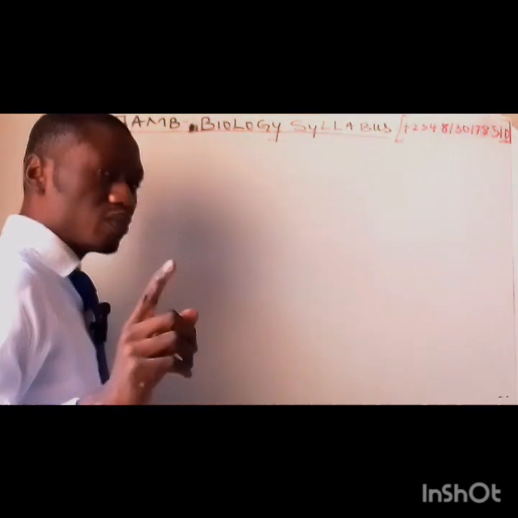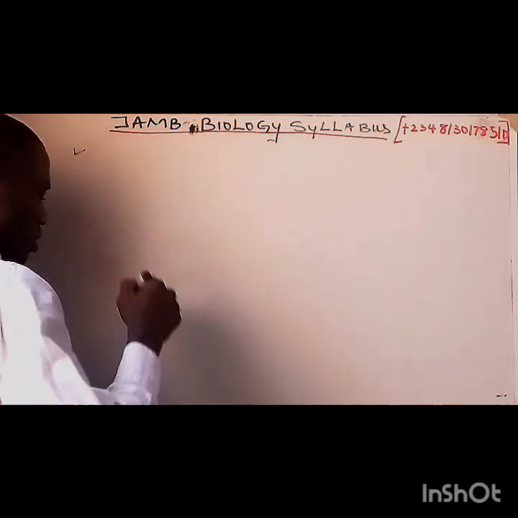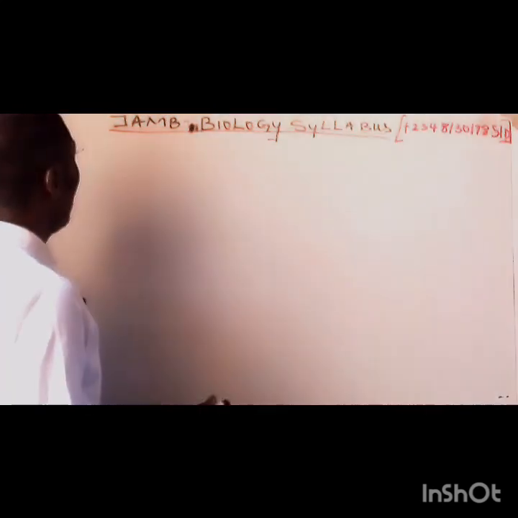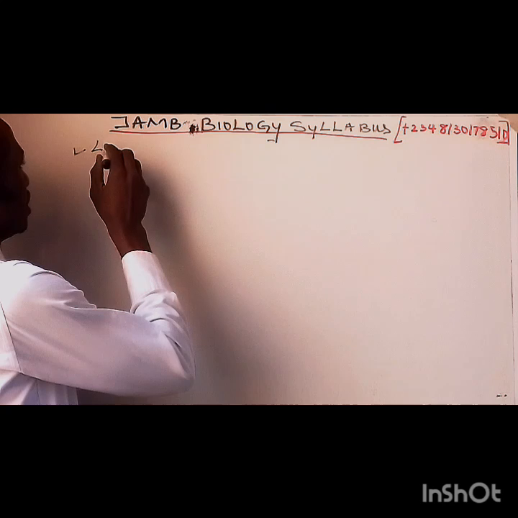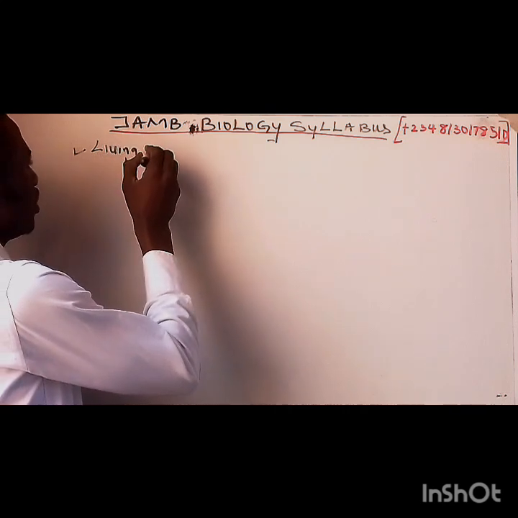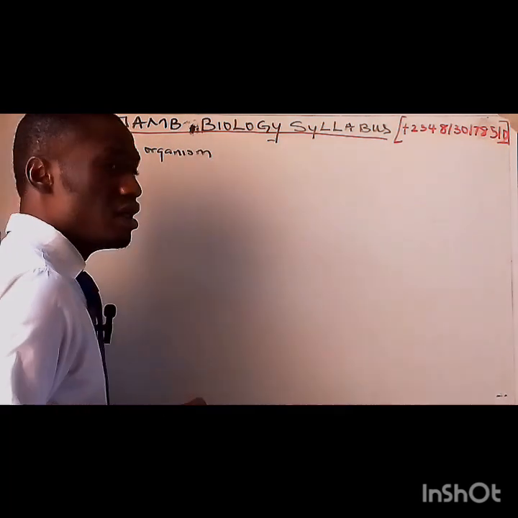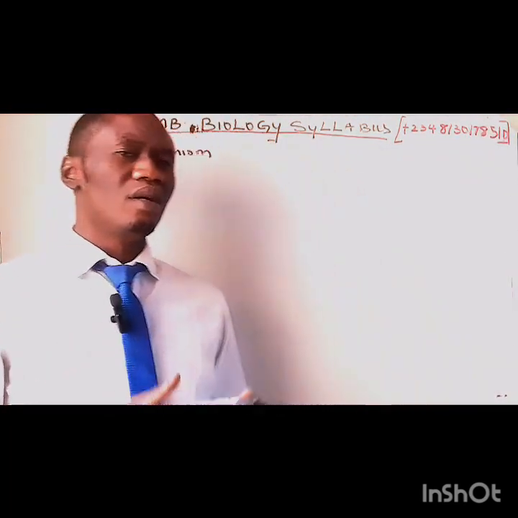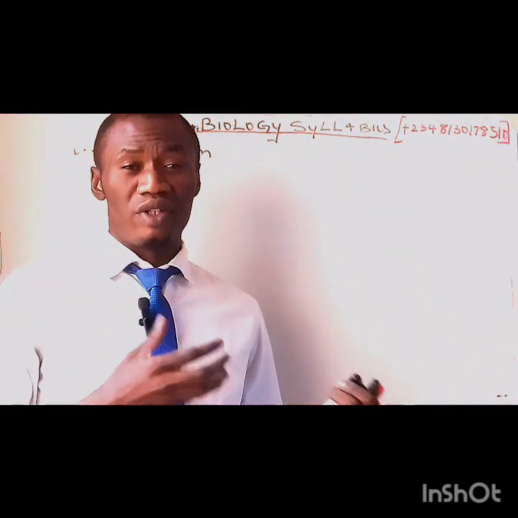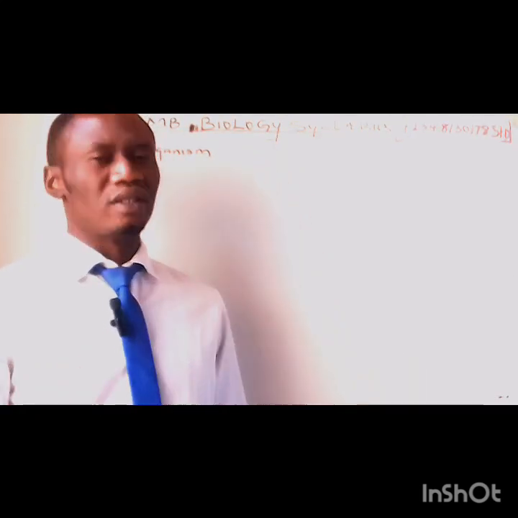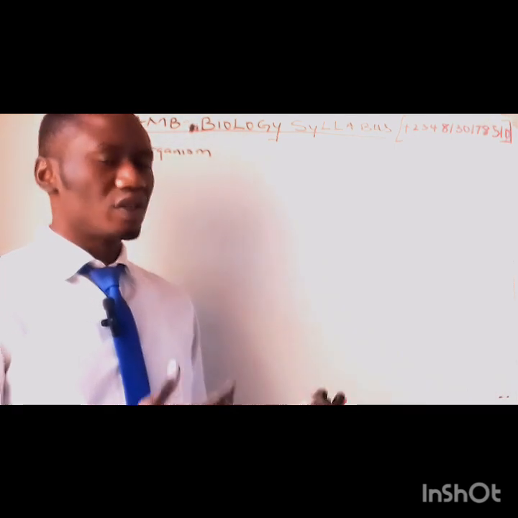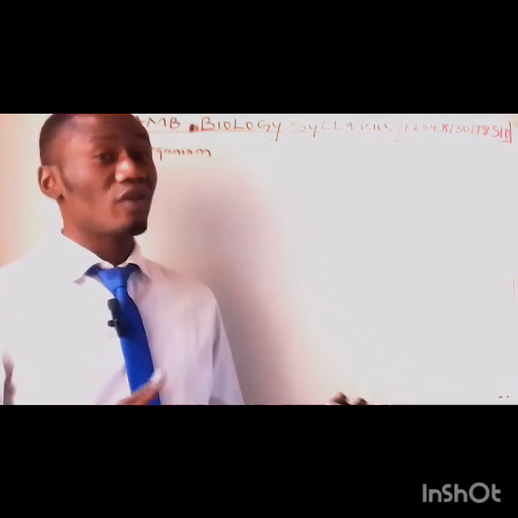The first thing that you need to know in biology is that the biology scheme is going to want you to understand living organisms. So that's the first thing: the living organism. In the living organism, JAMB wants you to know the characteristics of living organisms, because biology is the study of life, the study of living organisms.